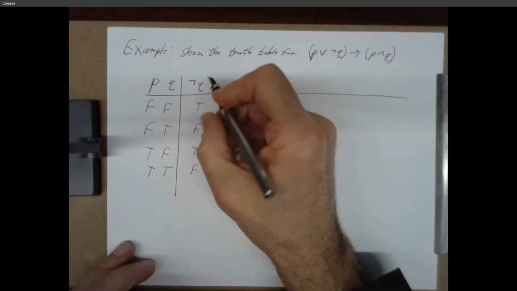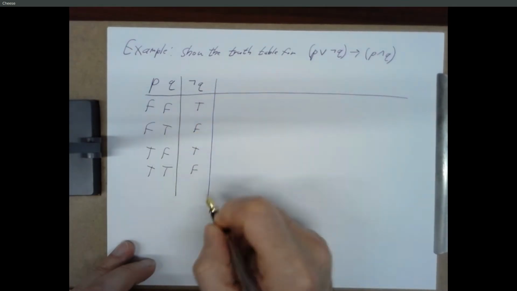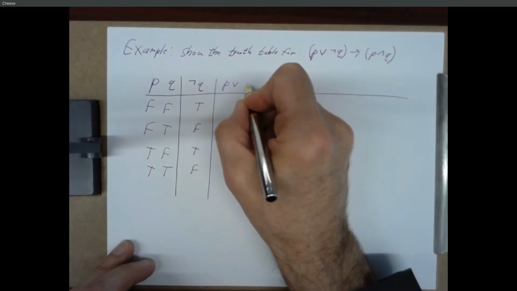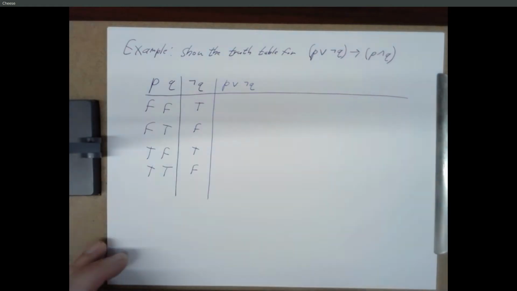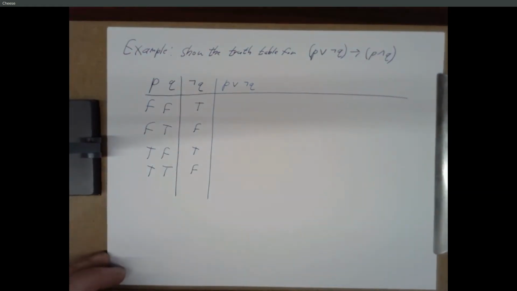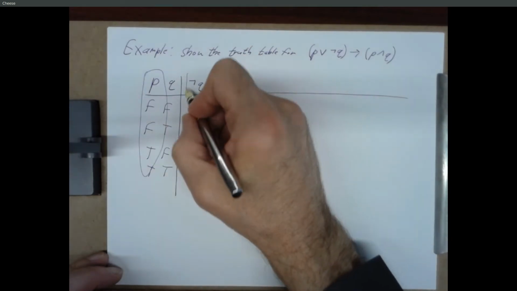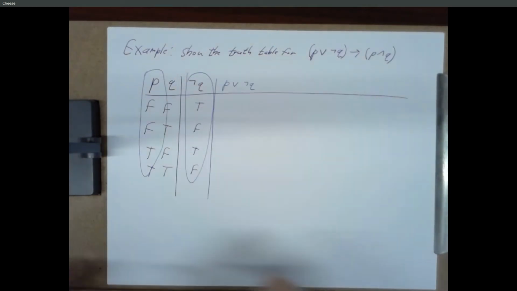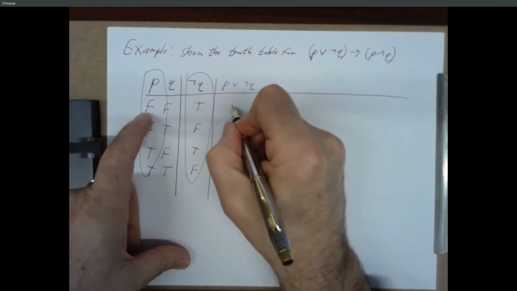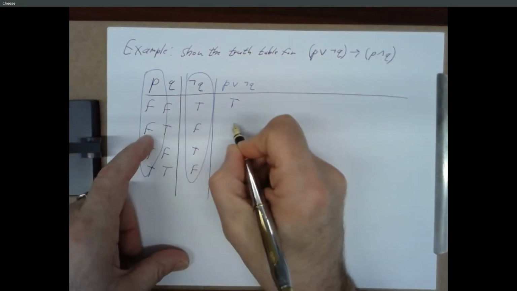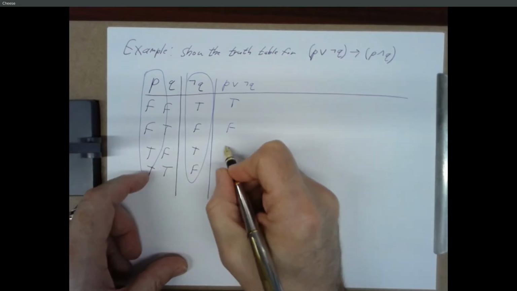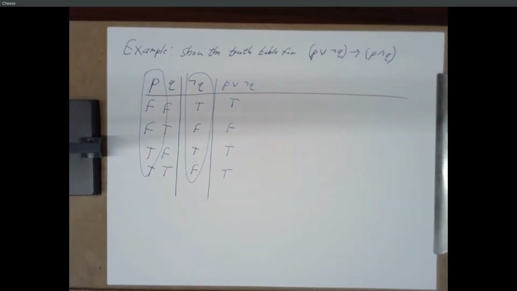And now I want a column for P or not Q. Well, that's just the logical OR of this column with this column. Well, I know how to OR two things together. If either one of those is true, the OR is true. If both of those are false, the OR is false. So there's the truth table for P or not Q.